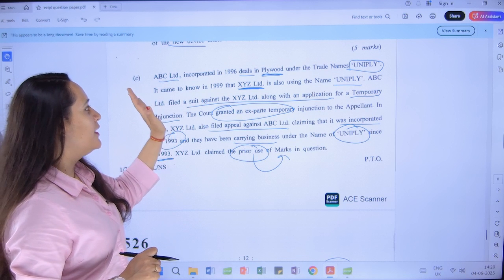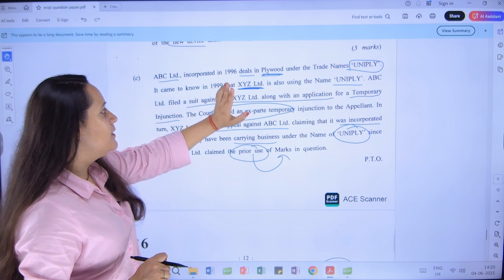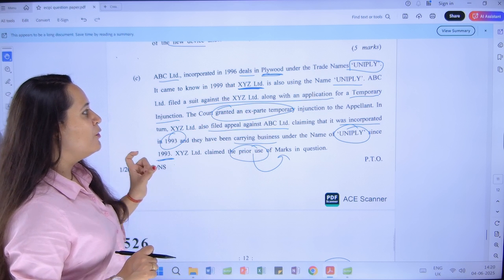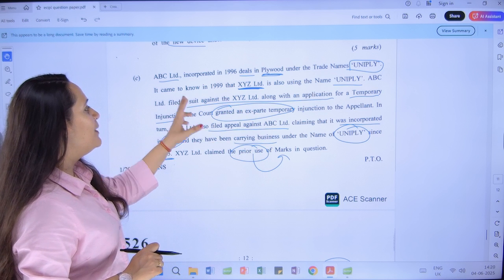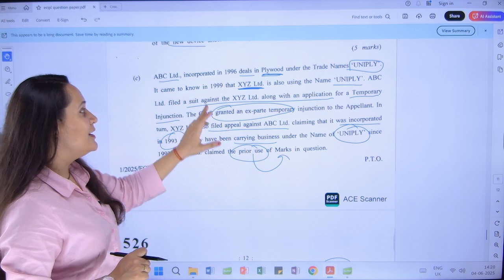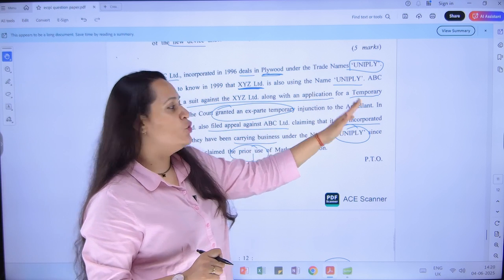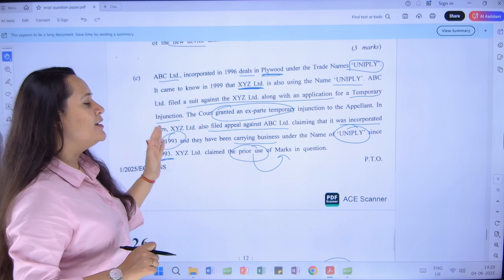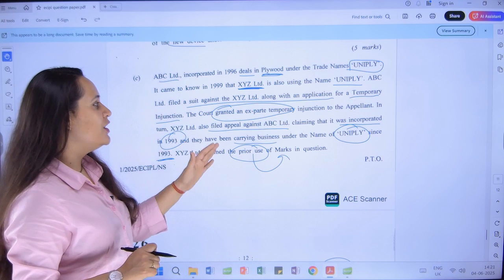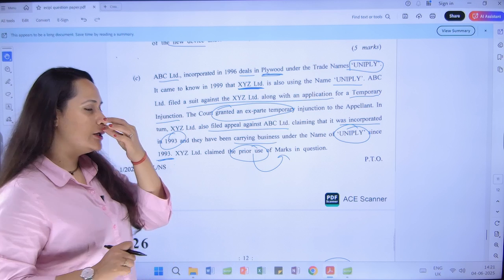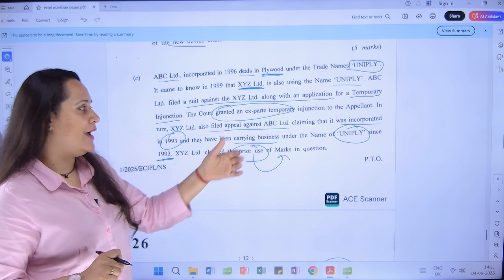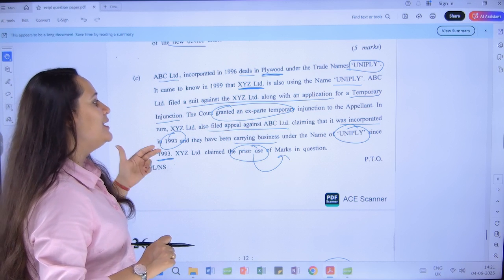ABC Limited was incorporated in 1996 and deals with plywood in the name of Uniply. But it came to be known in 1999. In 1999, that company got to know that XYZ is also using the name Uniply. ABC has filed a case against XYZ Limited for infringement and temporary injunction to stop using the word Uniply because we are using it since 1996.